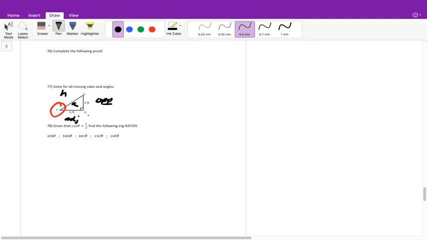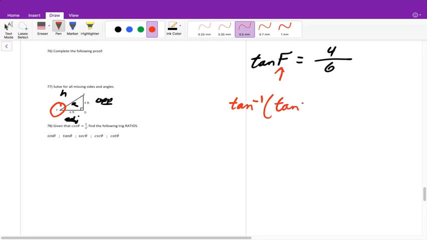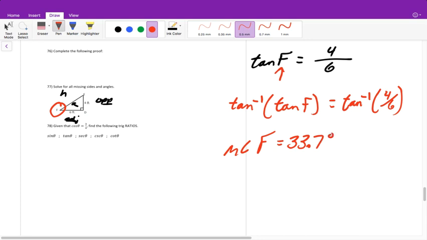So then we have our opposite, we have our adjacent, so the tangent of angle F is equal to our opposite 4 over our adjacent 6. When we want to isolate that angle, we need to take the inverse. So we take the inverse of both sides, and that will undo our tangent. What we do to one side, we have to do to the other. And when we do this, we would get that the measure of angle F is equal to 33.7 degrees.